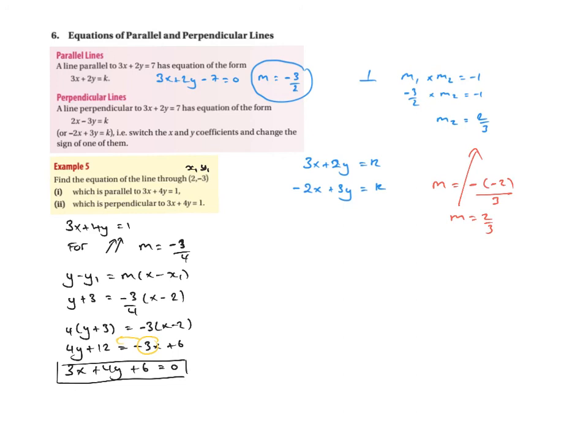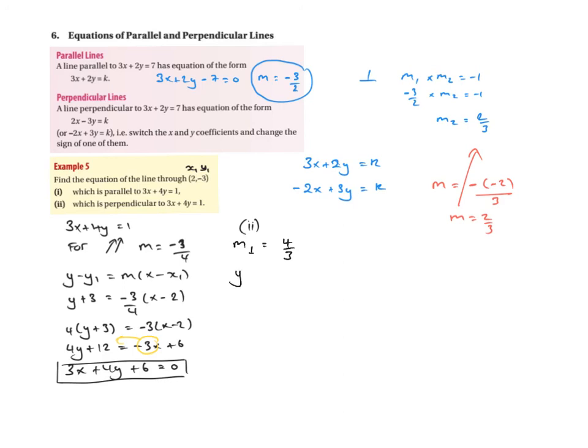Now, for the second one, it's exactly the same sort of idea, apart from we want perpendicular. Hopefully we can see that if m is equal to minus 3 over 4, as it is here, then it doesn't take too much manipulation to get our m for the perpendicular, which is going to be flip and change the sign, so it's going to be 4/3. If you're not sure about that, just go to the side and work that out yourself.